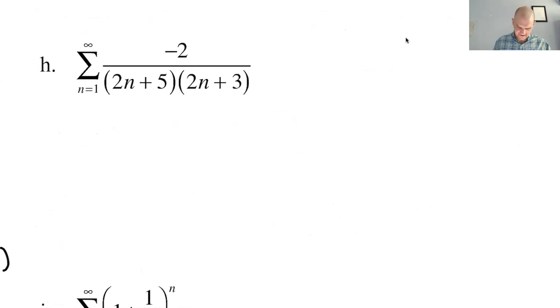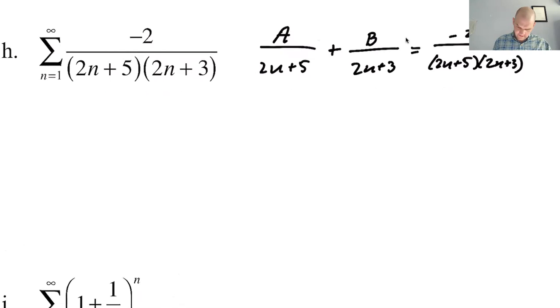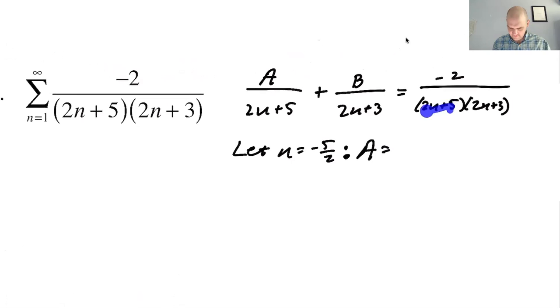Another telescoping one, let's see. So we'll do a over 2n plus 5 plus b over 2n plus 3, which is negative 2 over those two things, 2n plus 5 and 2n plus 3. If we let n equal -5/2, then a is going to be, so we cover this up, you have to wait for it to disappear after you accidentally highlight. Covering this up, -5 plus 3 is -2 over -2. Okay, so I think you just get 1.